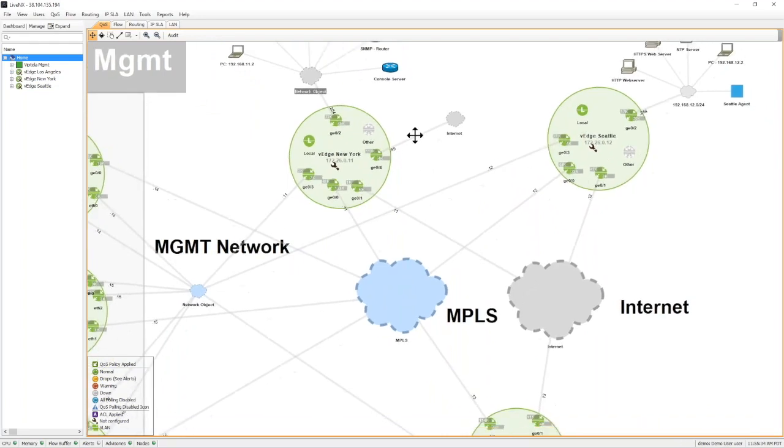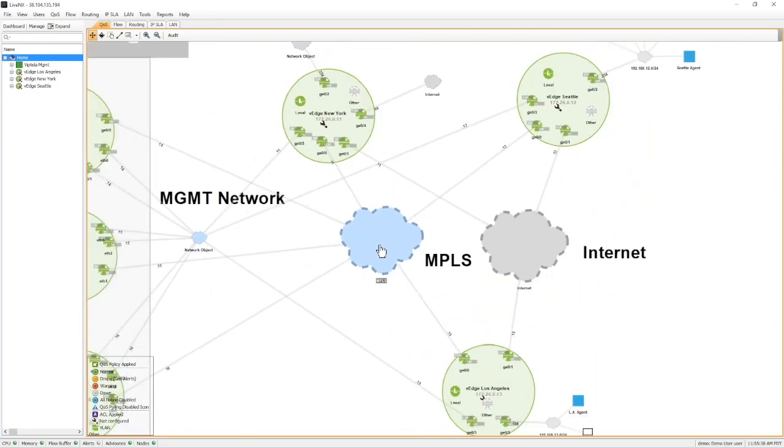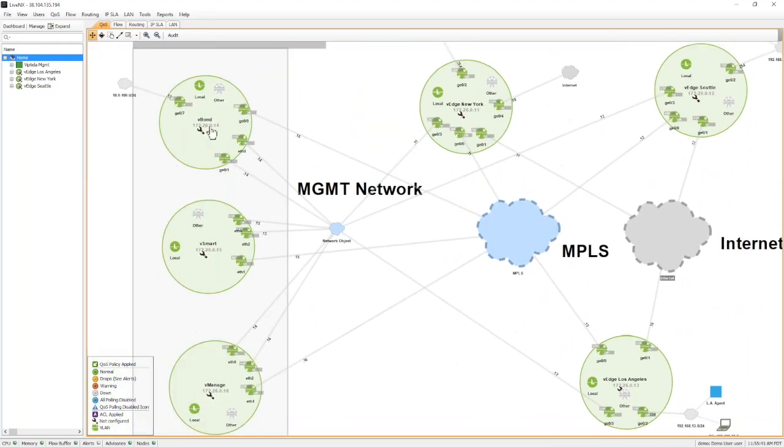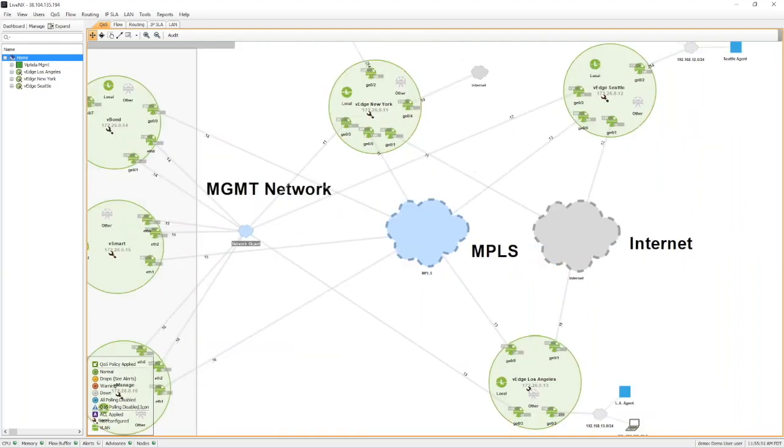So New York, Seattle, Los Angeles, going over to transport, MPLS, and internet. And I know they were asking, can you see into the vBond, vSmart, vManage? Yeah, we actually can. We can show you how it's all connected. So very good detail. And we have REST API integration to vManage to grab data from them.